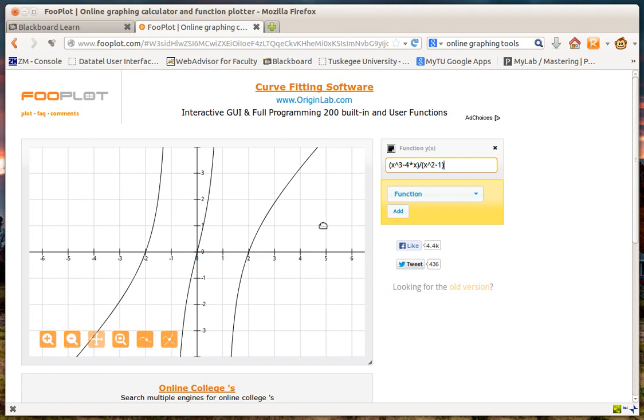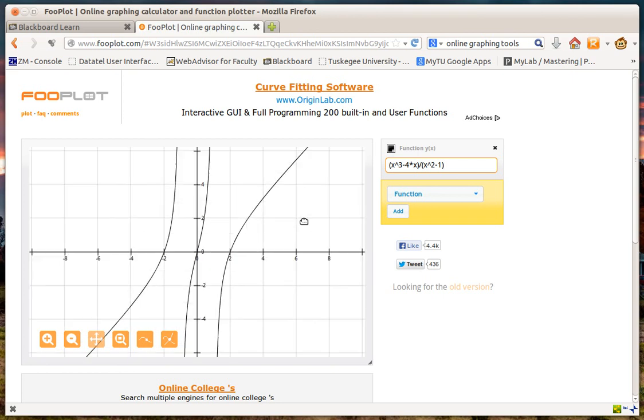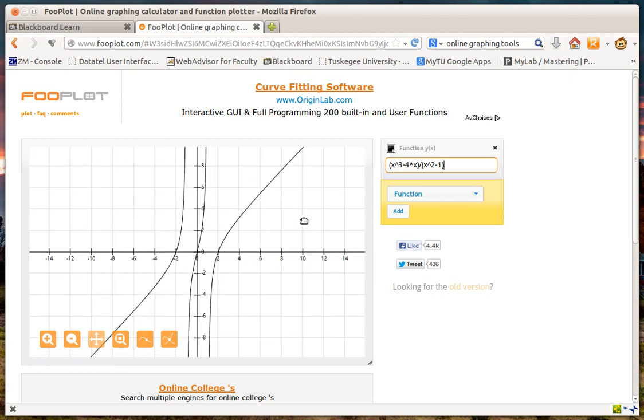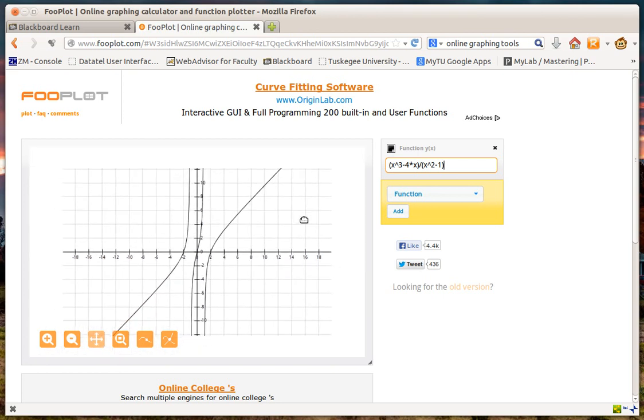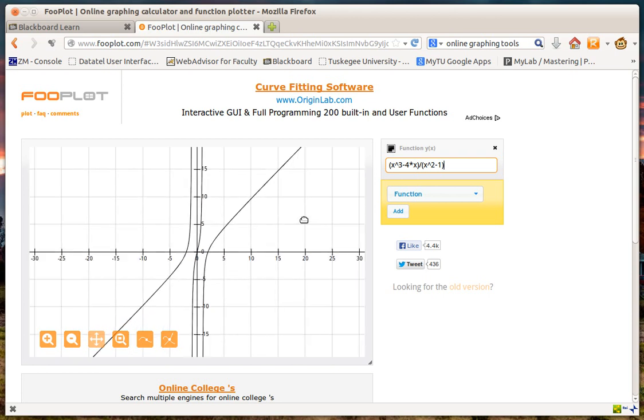It looks rather strange. I'm going to move into the graphing area, and using the scroll wheel on my mouse, I'm going to scroll outward. Now, I'm going to insert into this graph another graph. So I want to add a function here.